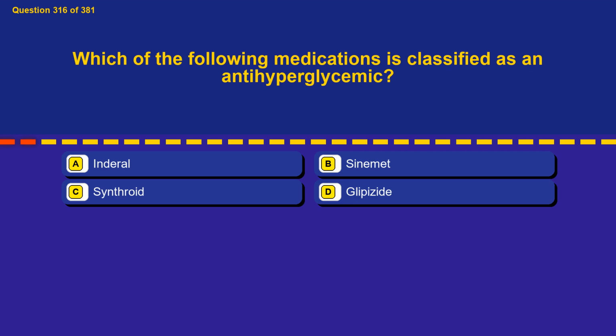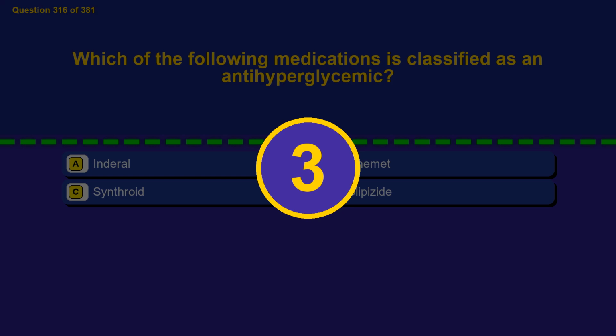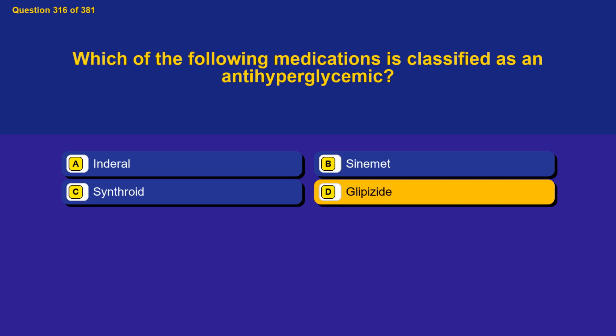Question 316. Which of the following medications is classified as an anti-hyperglycemic? Option A, Inderal. Option B, Sinemet. Option C, Synthroid. Option D, glipizide. The correct answer is option D, glipizide.